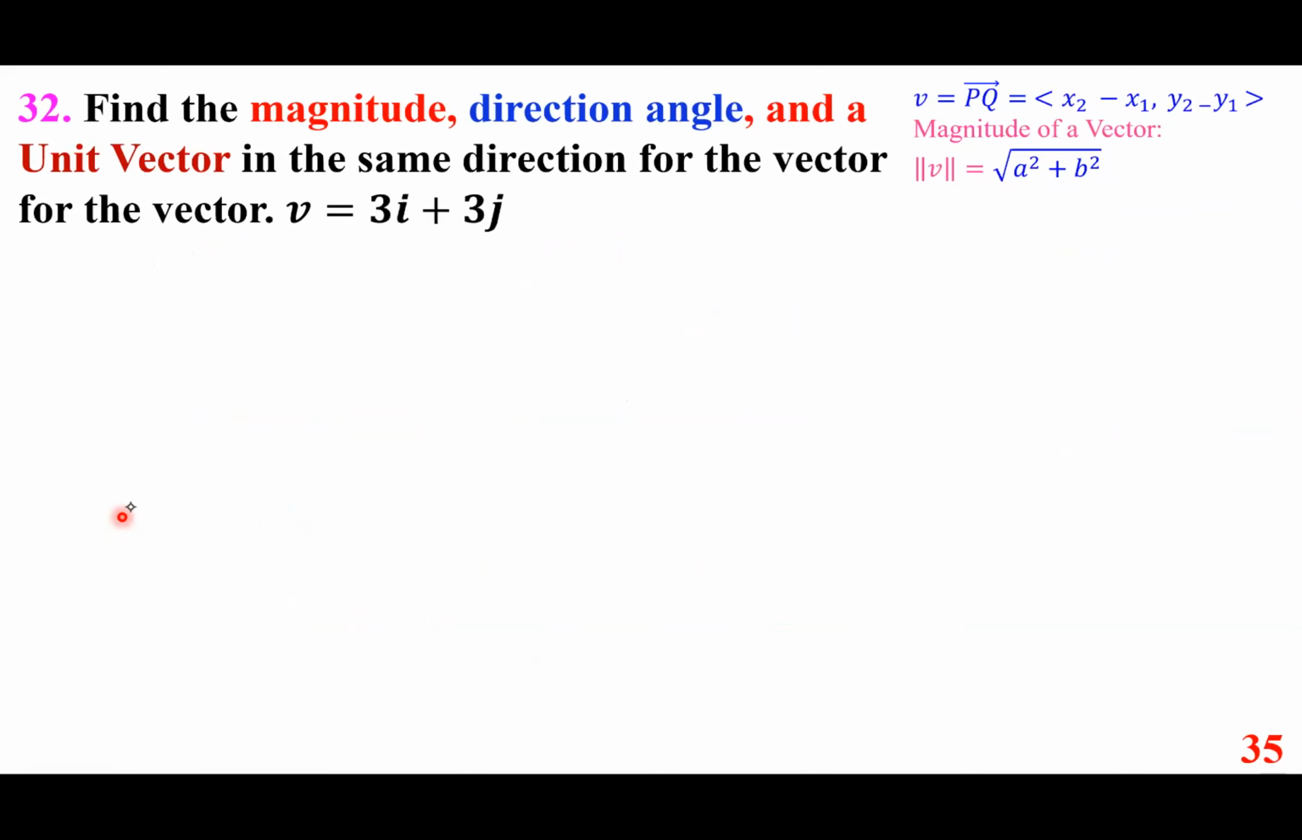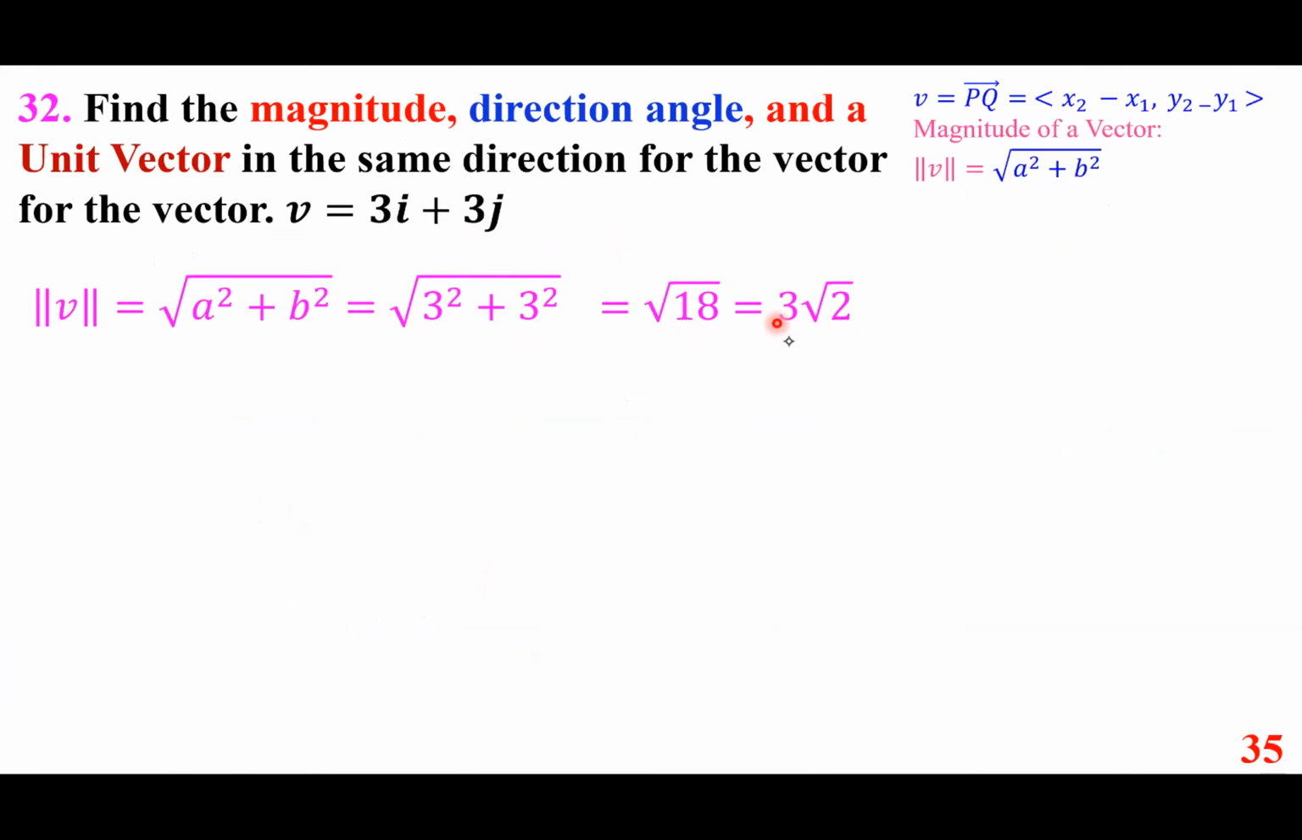We want to find the magnitude, direction, angle, and a unit vector in the same direction for the following vectors. So again, we have that information, and to find the magnitude is simple. 3 squared is 9, 3 squared is 9, is 18. Square root of 18, you should know, is 9 times 2, so 3 square root of 2.